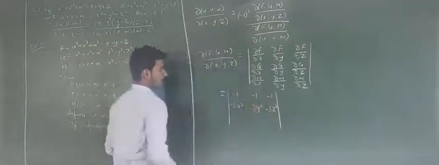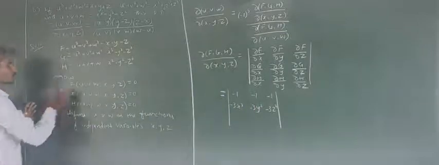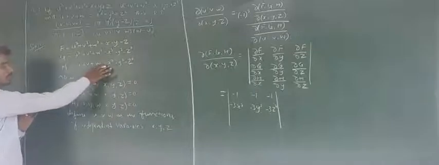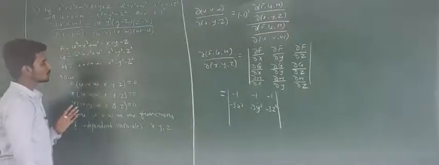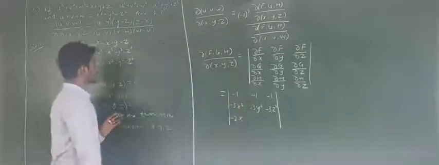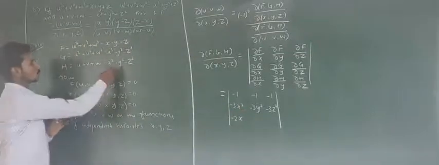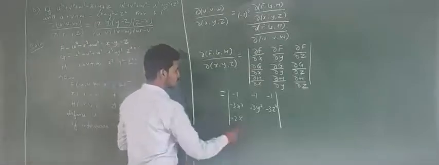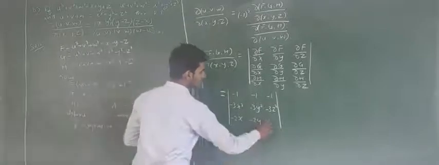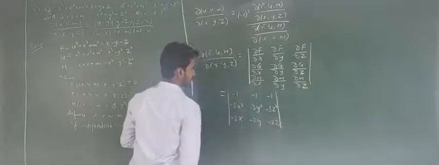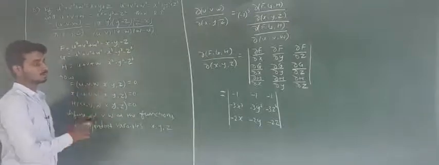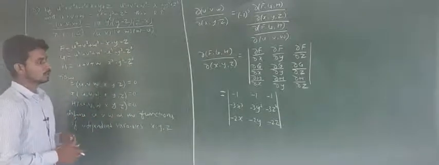z square. Next we have to differentiate the function h with respect to x. Here the variable is x, so that is minus 2x. With respect to y, this will be minus 2y, and with respect to z it will be minus 2z. So we have substituted the values for the functions.